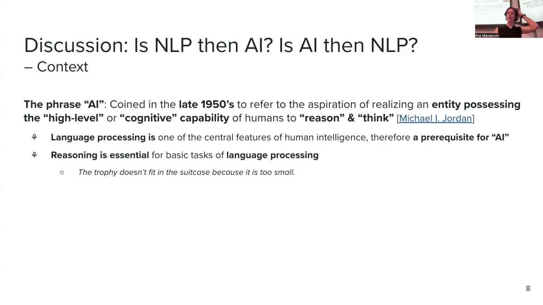And just to give you an example, there are two sentences here. The trophy doesn't fit in the suitcase because it's too small. The trophy doesn't fit in the suitcase because it's too big. Do you all feel like you understand what "it" is referring to in these two sentences? This is like basic common sense. Okay, raise your hand if you understand what the "it" is referring to in each one of them.